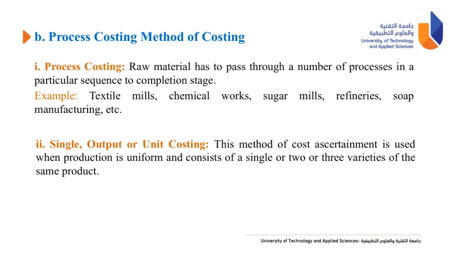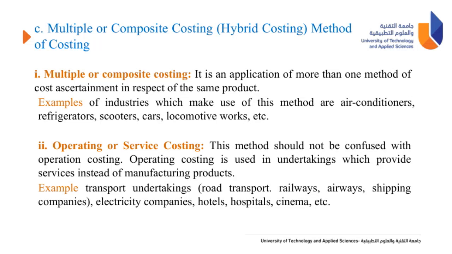Both methods are essential parts of cost accounting, helping us understand how costs are accumulated and allocated in different types of manufacturing setups. They tie into the overall theme of cost control and efficiency, key elements for managing production effectively. Now let's look at some examples of transport undertakings, such as road transport, railways, airways, and shipping companies.